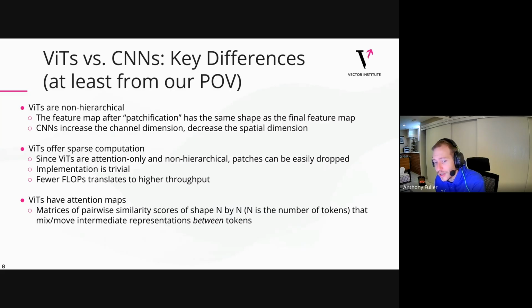And so ViTs also have attention maps, which Yousef just explained. These are matrices of pairwise similarity scores of shape n by n, or n plus the number of global tokens times n plus the number of global tokens, where n is the number of image patches. And these move or mix intermediate representations between the tokens for spatial processing.